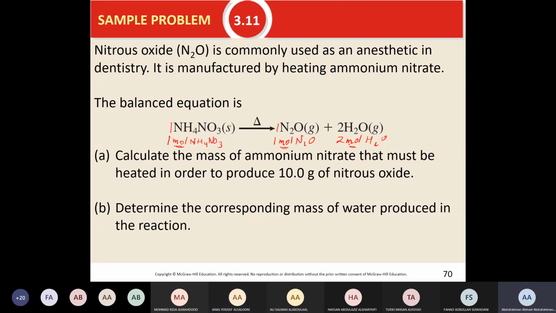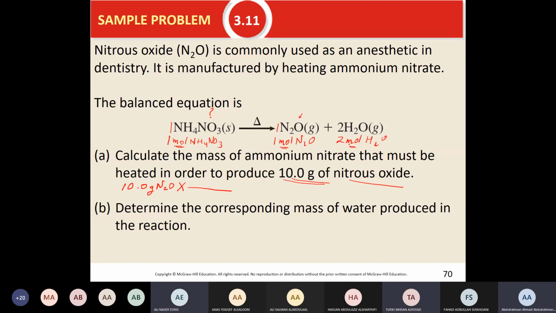Now, let's do the question. Calculate the mass of ammonium nitrate that must be heated in order to produce 10 grams of nitrous oxide. So I want to produce 10 grams of this compound, nitrous oxide. How many grams of this one do I need? What's the first thing I should do? 10.0 gram. Can you change the gram into a mole? I can.